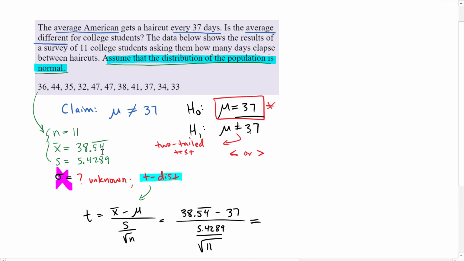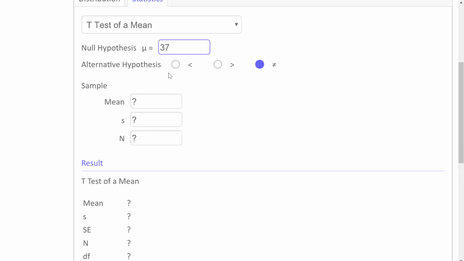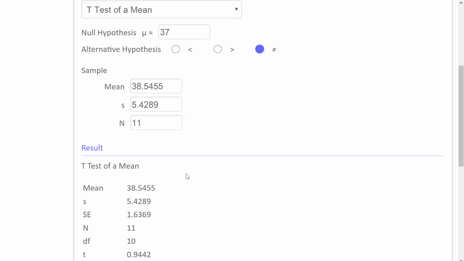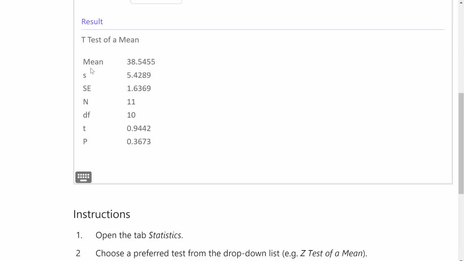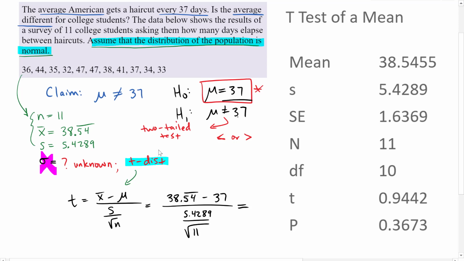And then while I'm here, I'm just going to make sure. So it's a not equals, which is already selected by default. My mean was 38.545454, the standard deviation 5.4288-something, which turns out to be 89, and the sample size 11. It'll do all the work for me, run those calculations, and when it puts out these results, remember that this is the test statistic and this is the p-value.